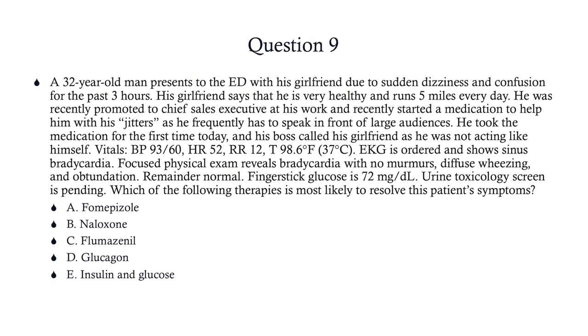EKG shows sinus bradycardia. Focused physical examination reveals bradycardia with no murmurs, diffuse wheezing, and obtundation. Remainder of the exam is normal. Fingerstick glucose is 72 milligrams per deciliter. Urine toxicology screen is pending. Which of the following therapies is most likely to resolve this patient's symptoms? All right. So, what is the answer here?